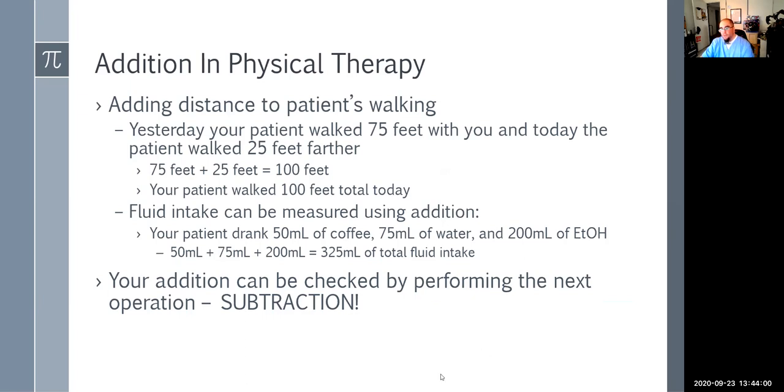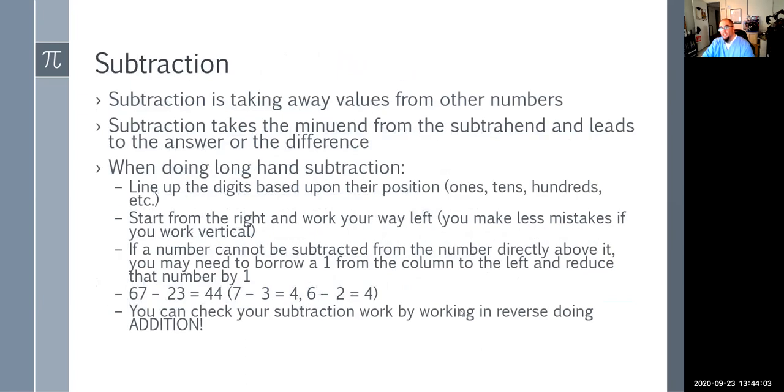Your addition can be checked by performing the next operation, which is obviously subtraction. So it's taking numbers away from other numbers. I'm sure you remember this, that subtraction takes the subtrahend from the minuend and leads to the answer of the difference. You don't have to know the minuend versus subtrahend, don't worry. You're subtracting one number from another number. If you're going to do long subtraction, obviously you want to line up the digits based on their position: ones, tens, hundreds. Start from the right, work your way left. If a number cannot be subtracted from a number directly above it, you may need to borrow.